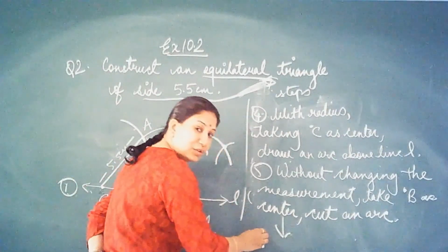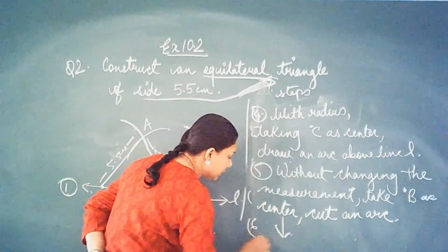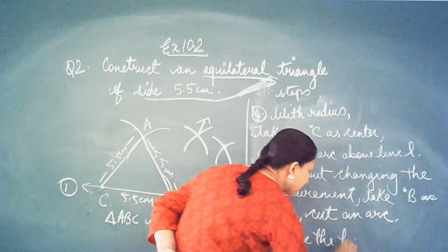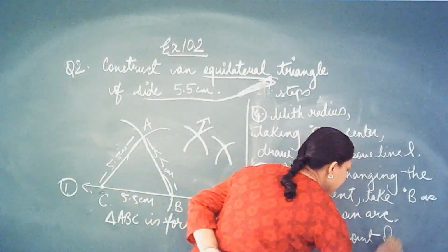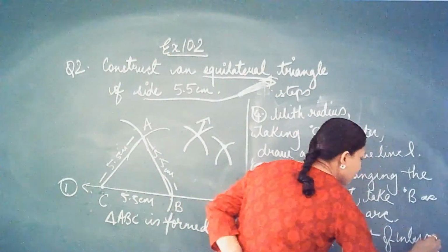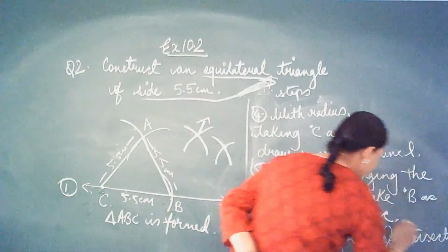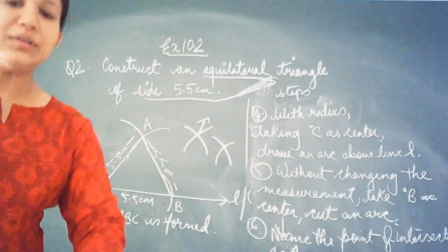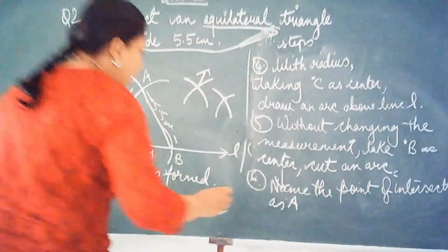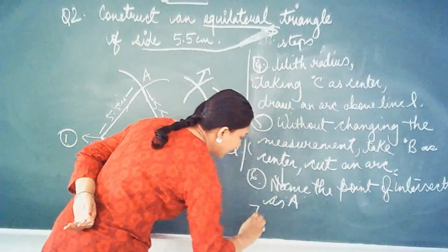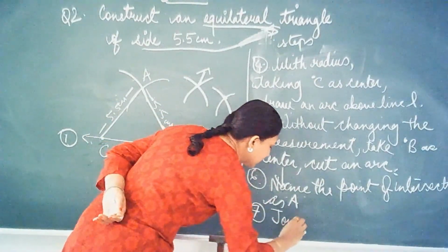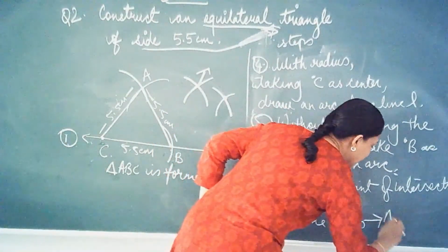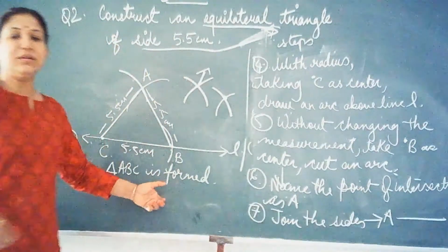And then write down the sixth point: name the point of intersection as point A. And the last step will be join the sides. So when you join the sides, a desired triangle, whatever we have written, will be formed.